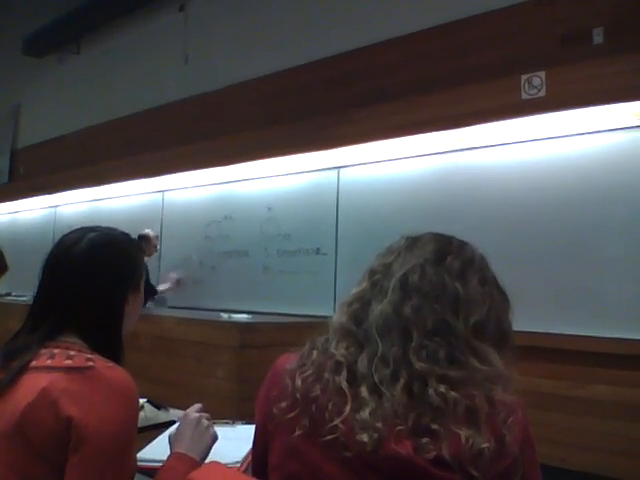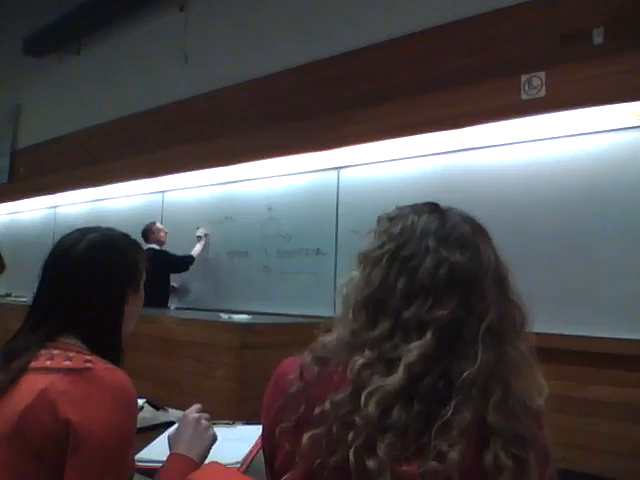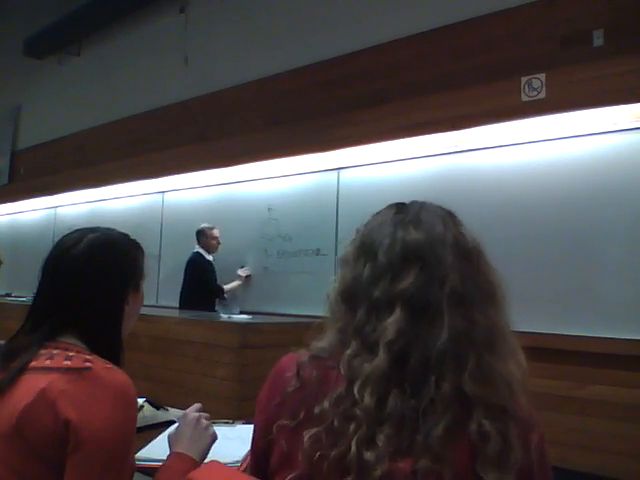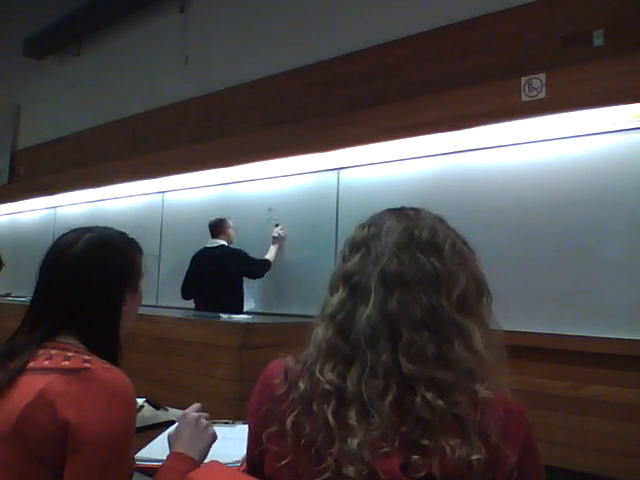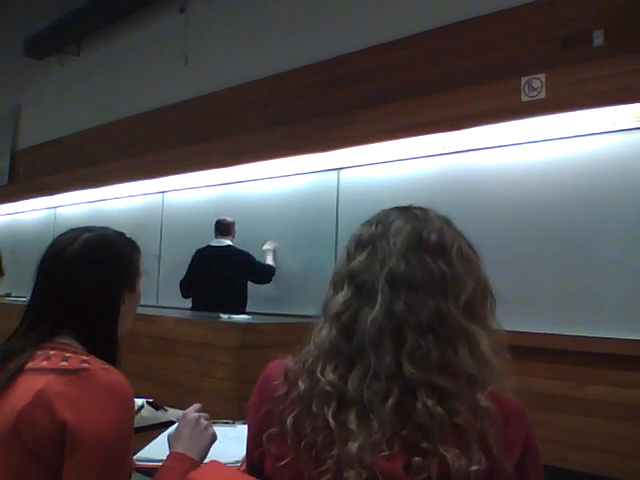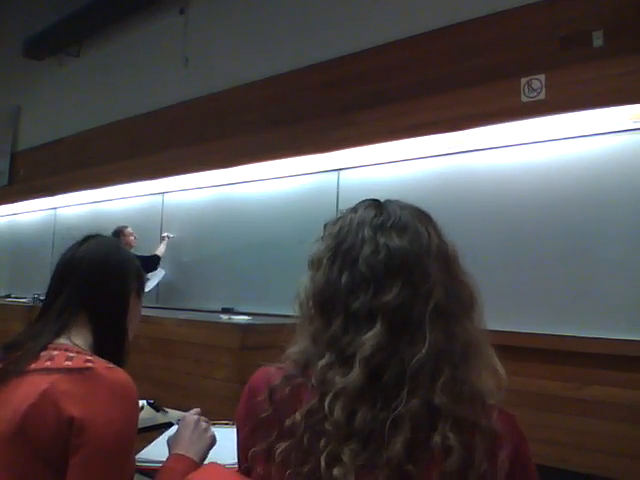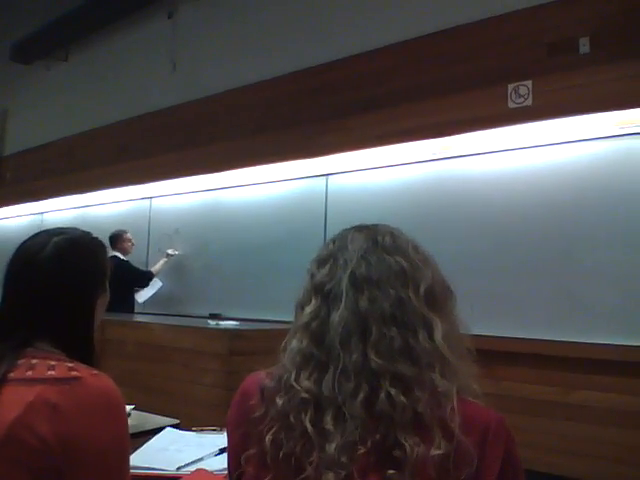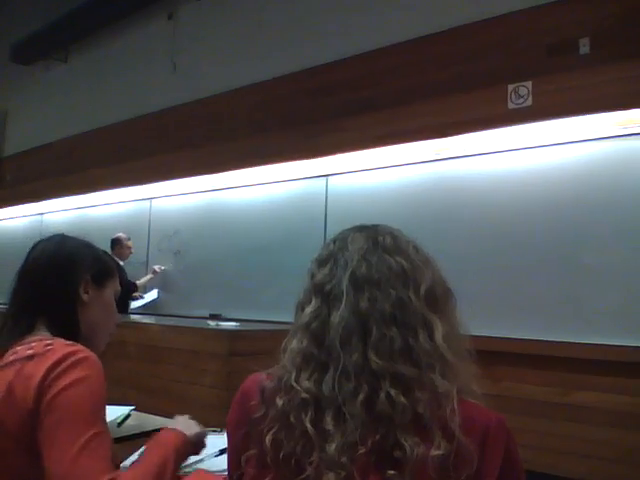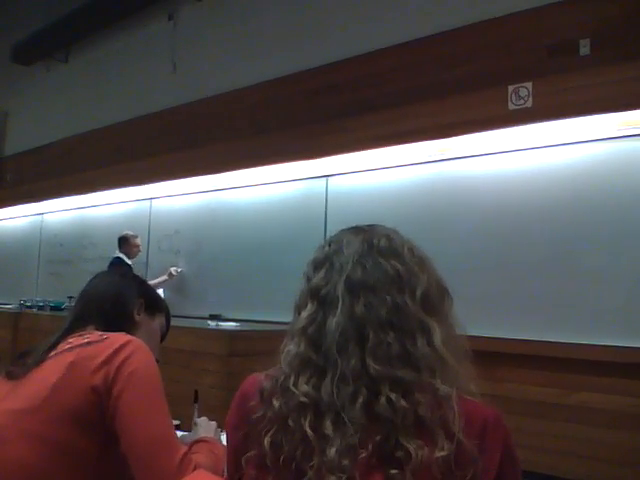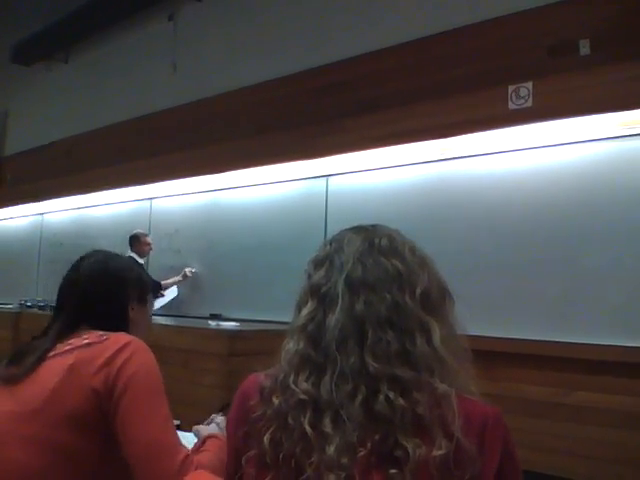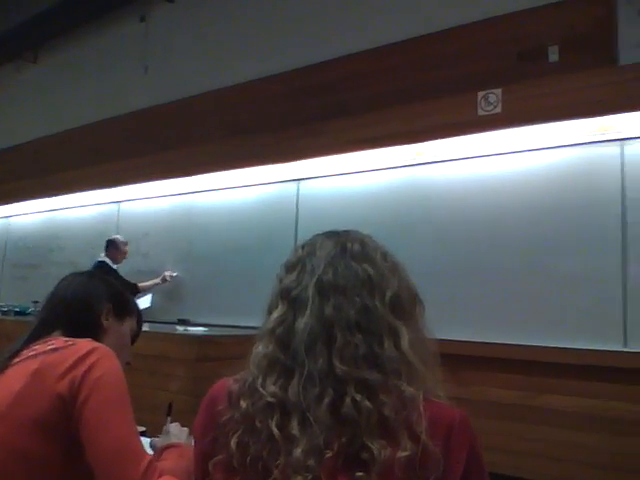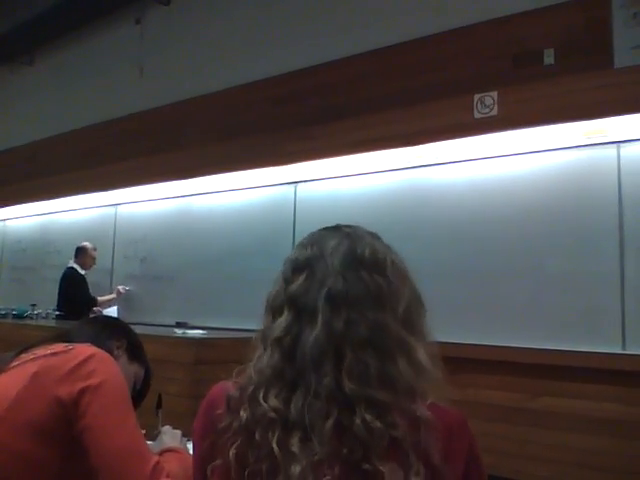Now all the compounds I've shown you have just one phenolic OH. So the question is, can you have compounds with more than one phenolic OH? And the answer is you certainly can. And this is 1,2-benzenediol, and it's got a common name, it's called catechol.